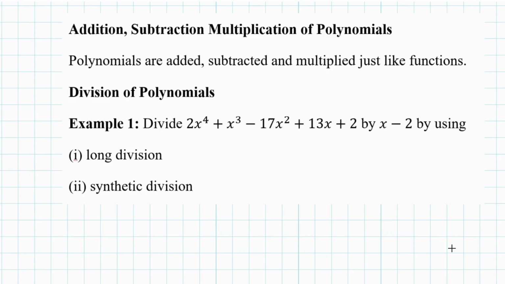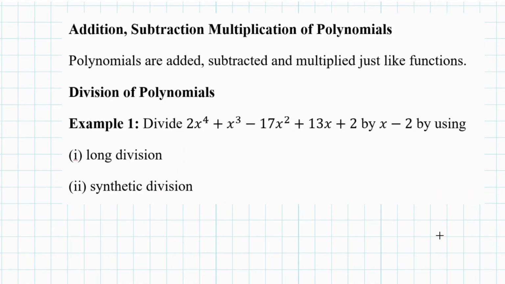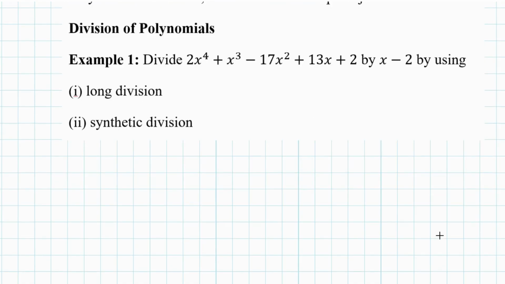So our example 1 is saying divide 2x to the power 4 plus x cubed minus 17x squared plus 13x plus 2 by x minus 2 by using long division first of all, and secondly synthetic division. So when we use both methods, they must give us the same result. So first of all, we're going to start with long division. So here is how to work out this type of problem.